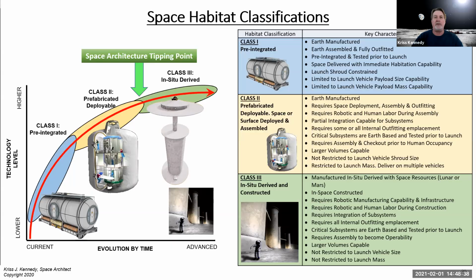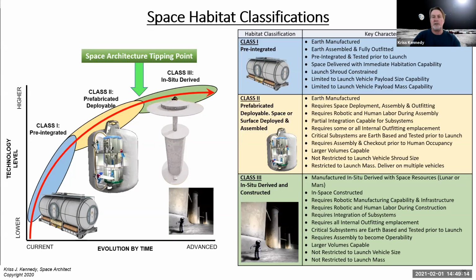In thinking about space habitats, we have defined them as three classifications, three categories. Class 1 is a pre-integrated habitat module. It's Earth manufactured, Earth assembled, and fully outfitted, pre-integrated and tested prior to launch, space delivered with immediate habitation capability once you're connected to the rest of the system. It is launch shroud constrained and is limited to launch vehicle payload size and mass capabilities.